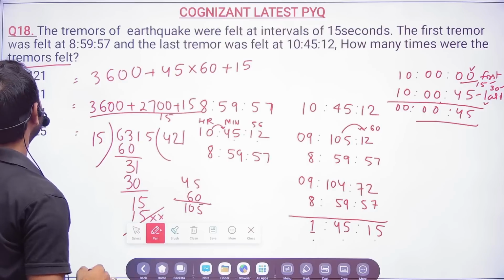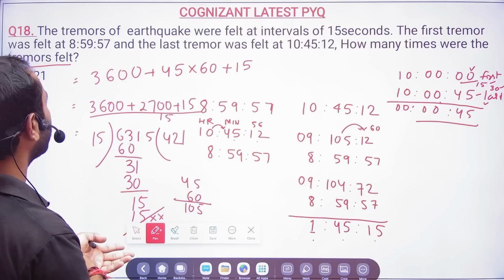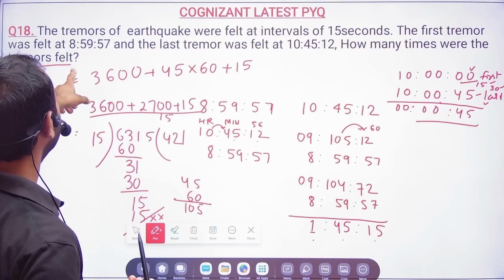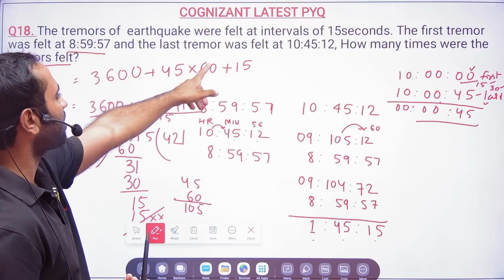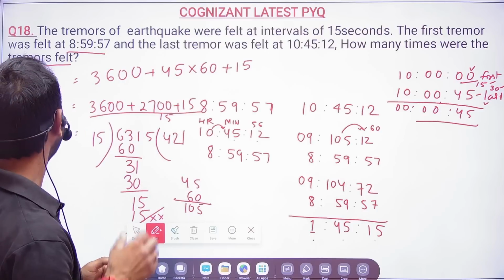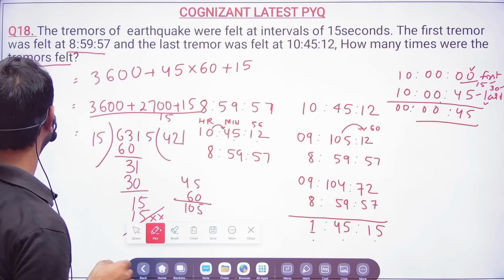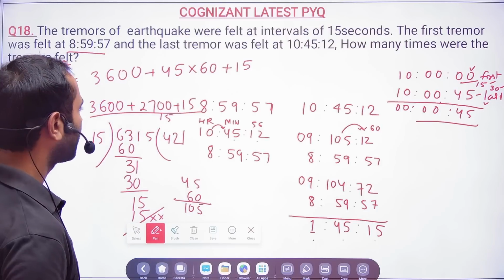Okay, so the tremors of the earthquake were felt at an interval of 15 seconds. The first tremor was felt at 8:59:57, and the last tremor was felt at 10:45:12. How many tremors were felt? So here the answer will become 421, and that will be the correct answer.